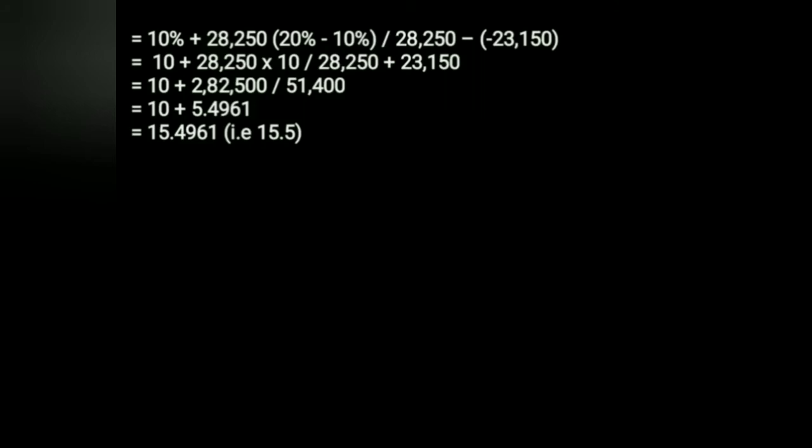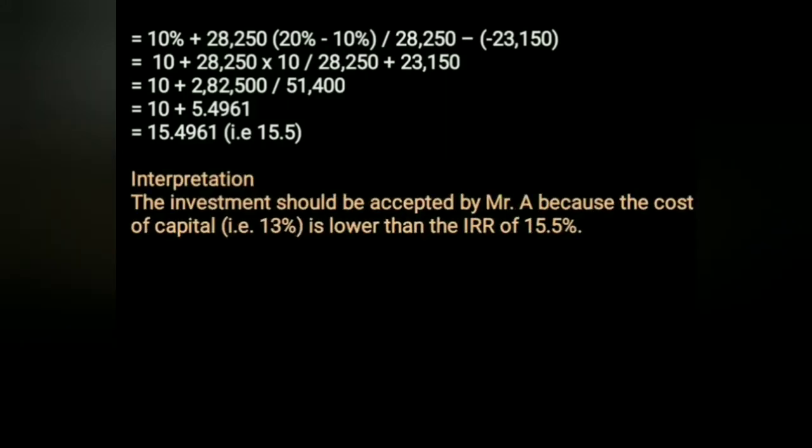Then we will make a decision, the interpretation. In interpretation, the IRR value is 15.5 and the cost of capital is 13. The investment should be accepted. Why? Because the IRR value is more than the cost of capital, so the investment can be made.